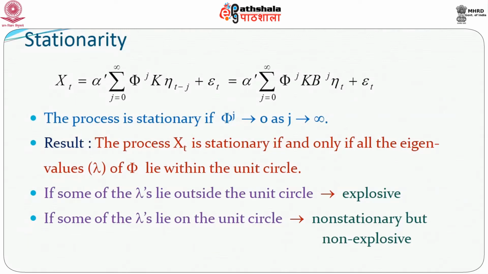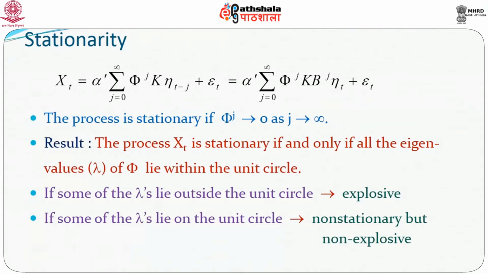But if some of them are outside the unit circle, but not on them, we have a special case of explosive model, and if some of them are on the unit circle, but not outside, then we have a non-stationary, non-explosive model. Only when all of them are within the unit circle do you say that the process is stationary, and this condition translates to the fact that phi to the power of j goes to 0 as j tends to infinity. So, that is the condition of stationarity of a state space model.